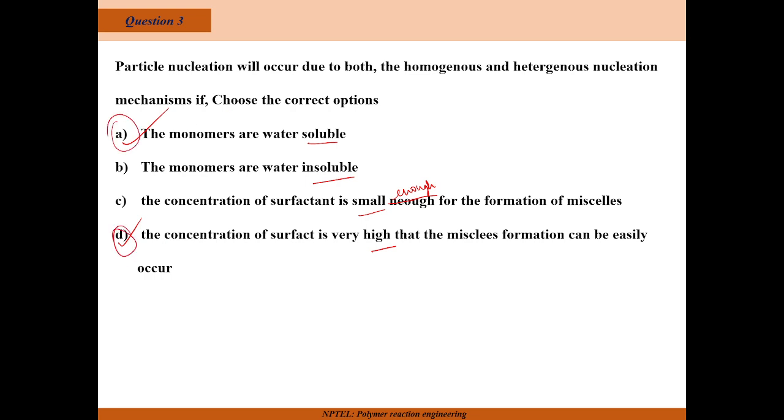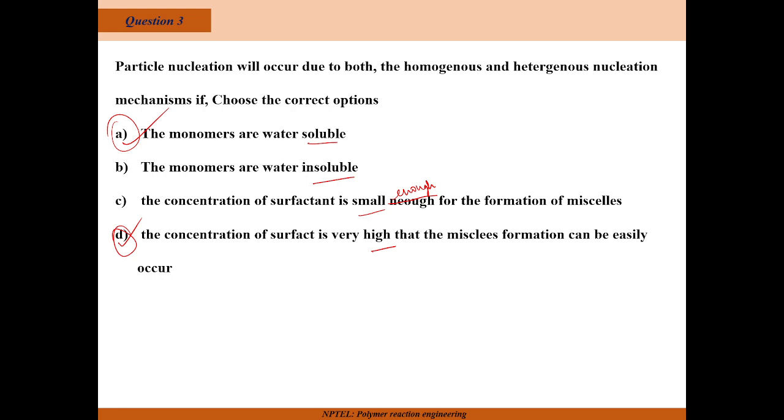I had a doubt about polymer solubility, like the monomer should be soluble in its own polymer. Here it is correct for particle nucleation. The polymer will be soluble within the monomer. We discussed that in the last class, and that was the basic characteristic.